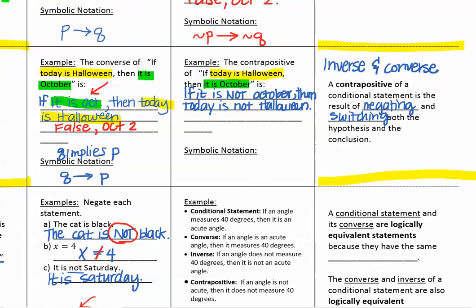Okay, so let's think about that. Is that true? If today is not October, so it's not a day in October, then it's not Halloween. That's true. It can't not be October and be Halloween, right? So it does work. It's a true statement. Okay, so the symbolic notation is we're going to do not Q, because remember we negated it, implies not P.